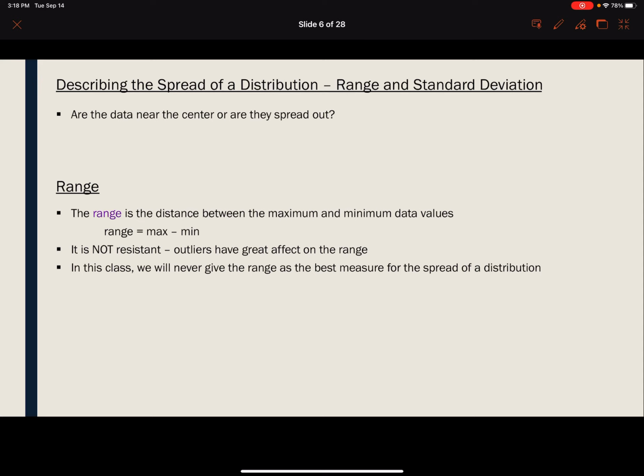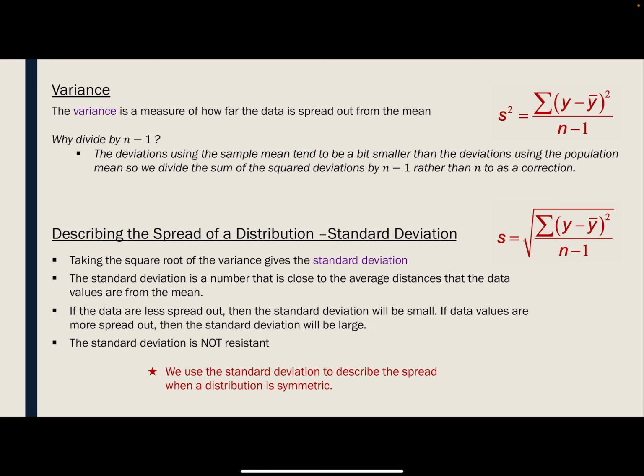So the range, we say, is not resistant, which means that it's greatly affected by outliers. In this class, the range is never the best option for describing the spread. So don't pick it. You're either going to pick the standard deviation or the IQR. So let's talk about standard deviation.